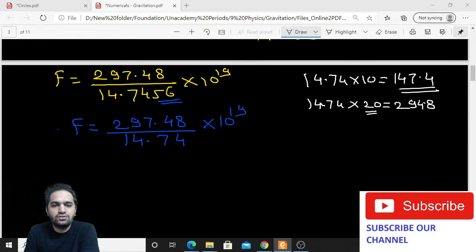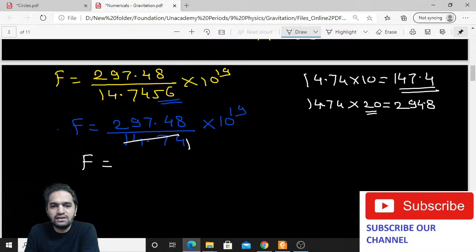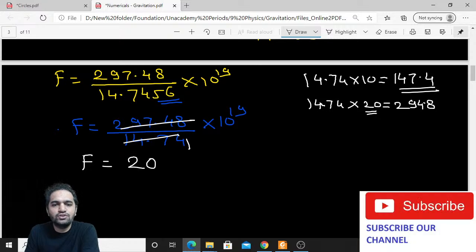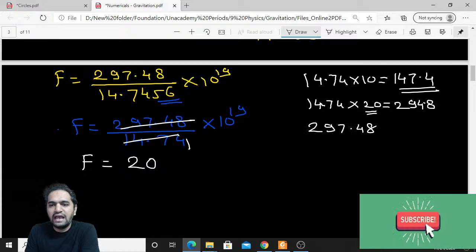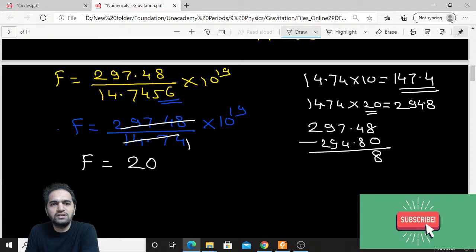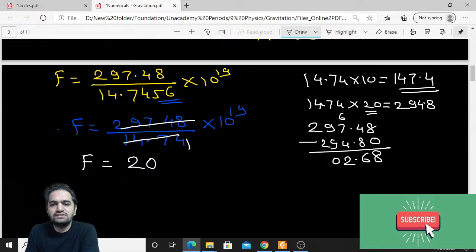Okay, fine. So you can just write it down as multiply with 20. So 20 you have multiplied, and what is the calculation you are remaining with? Originally it was 297.48 and you have subtracted 294.8 from that. So what you are remaining with is 8. 14 minus 8 is how much? That is 6. There is 6 minus 4, that is 2. 9 minus 9 is 0. 2 minus 2 is 0.